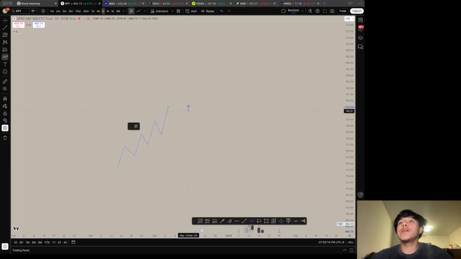Downtrend, same thing, but to the downside, right? We have lower lows and lower highs. So it's kind of a choppy downtrend, but that's the idea. Lower lows, lower highs. You can see this, okay?